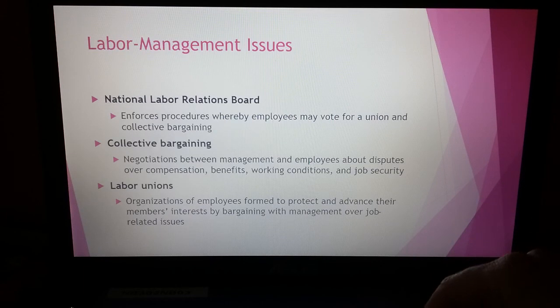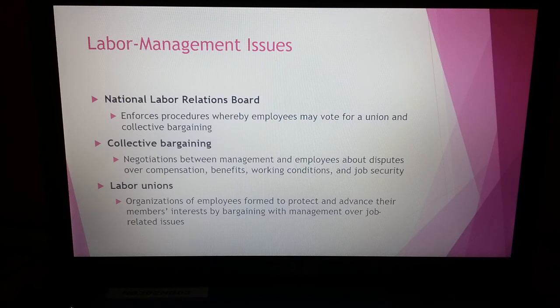Okay, moving on. We talked a little bit about collective bargaining, labor and management. So there's the NLRB, the National Labor Relations Board. It enforces procedures whereby employees may vote for a union in collective bargaining. Collective bargaining is basically when managers hire and determine issues about compensation and benefits, working conditions, and job security as a whole, not on a one-by-one basis. And then labor unions are organizations of employees formed to protect and advance their members' interests by bargaining with management over job-related issues.